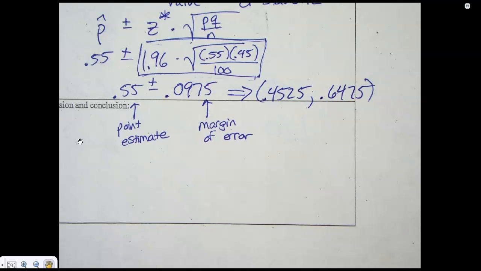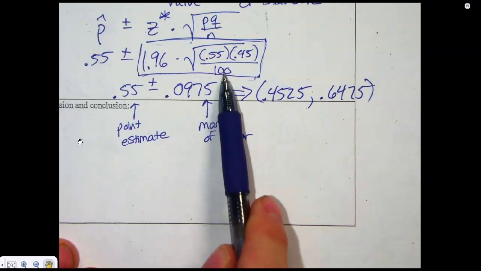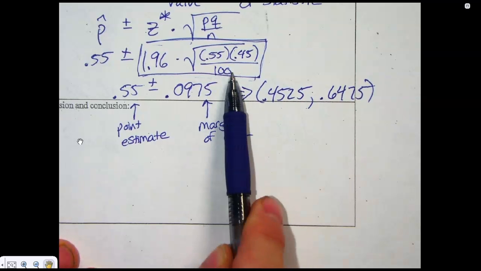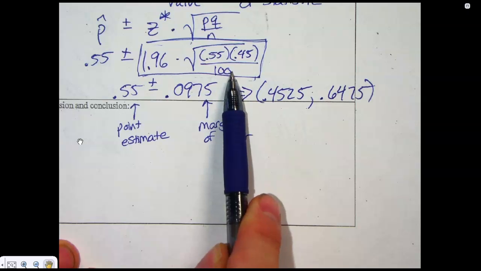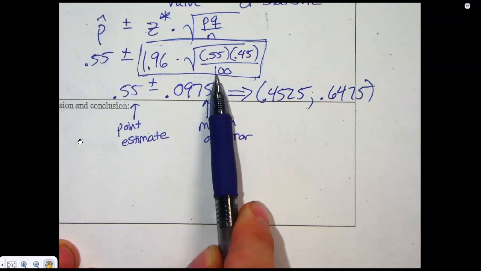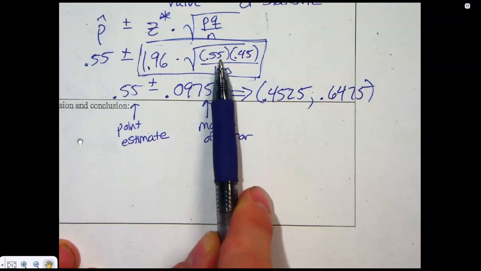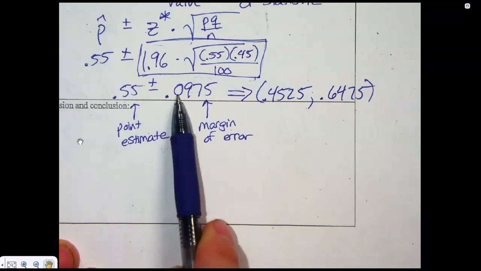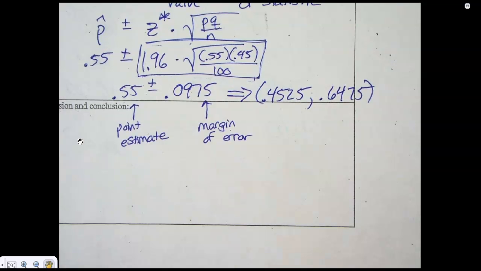So think through what would happen if I took a larger sample. If I put 1,000 here, what would happen to this part? I would divide by a bigger number, which makes the overall number smaller. So I would be adding or subtracting smaller numbers, which would narrow my window. Does that make sense? Okay.